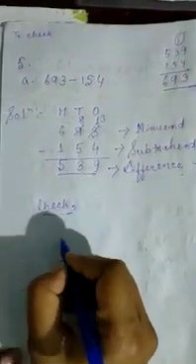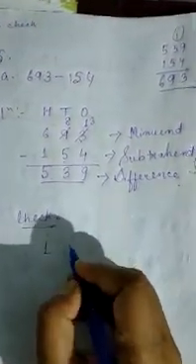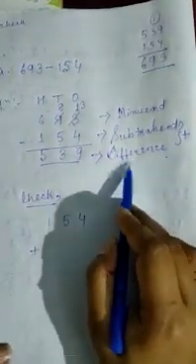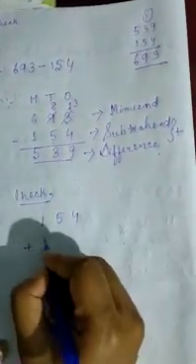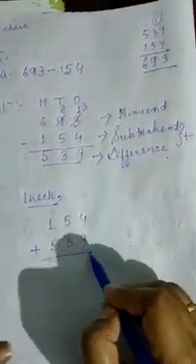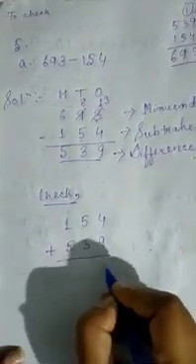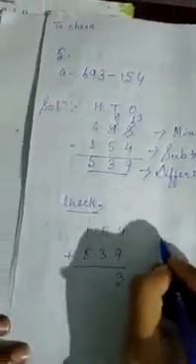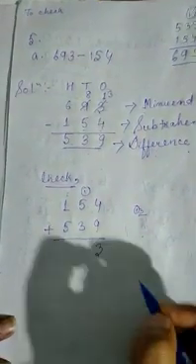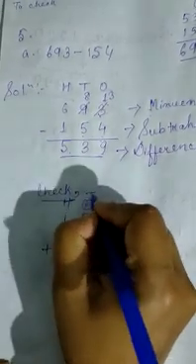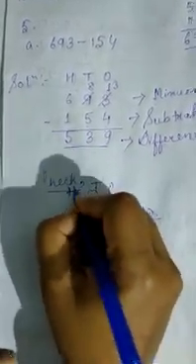Let me show you. At first I will write the subtrahend number. It is given as 154. We have to add this number with the difference, which is given as 539. Now you add these two numbers, 4 plus 9. It is 13. So I write 3 here, and 1 will be carried forward to the tens place. Don't forget to write hundreds, tens and ones.